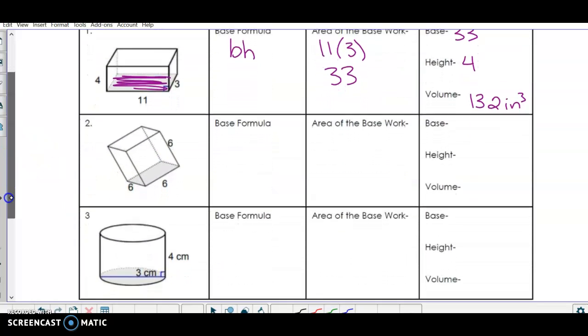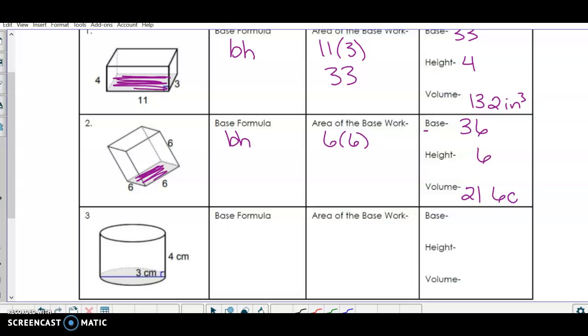Here, again, we have a square. Our base formula would be little b times h. So 6 times 6, big B. You'll notice area of the base is 36 times a height of 6. 36, carry 3, 18, and 3 is 21. 216, we'll call this centimeters cubed.